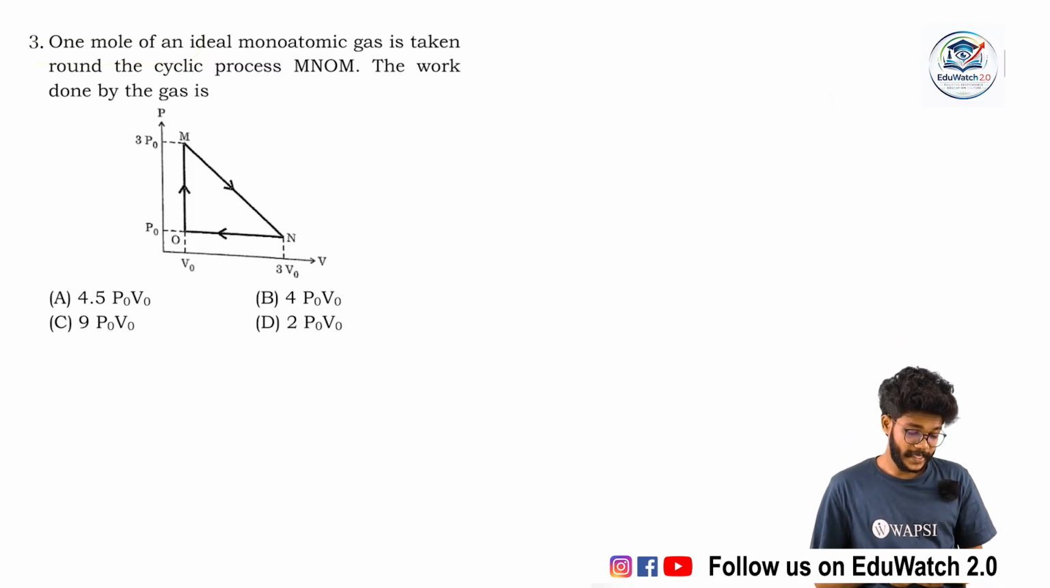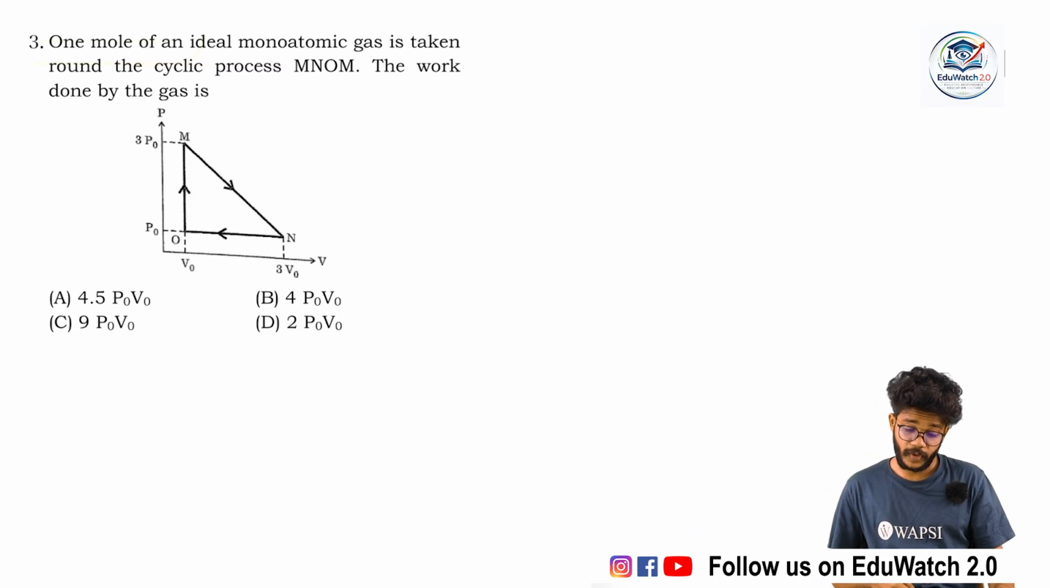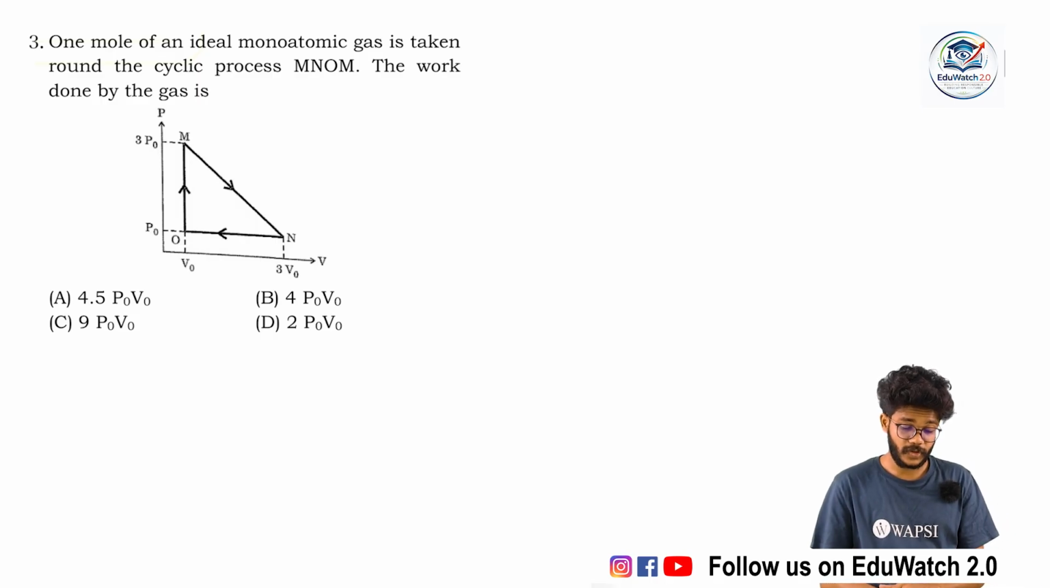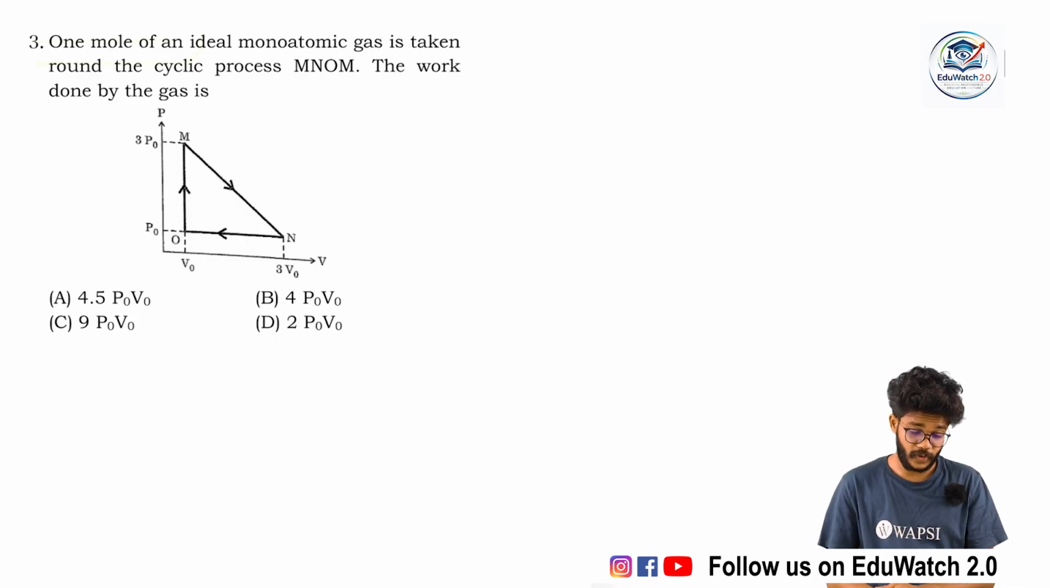1 mole of an ideal monoatomic gas is taken, only 1 mole, around the cyclic process MNOM. That means it goes from M to N, then to O, and then back to M. That means a cyclic process.